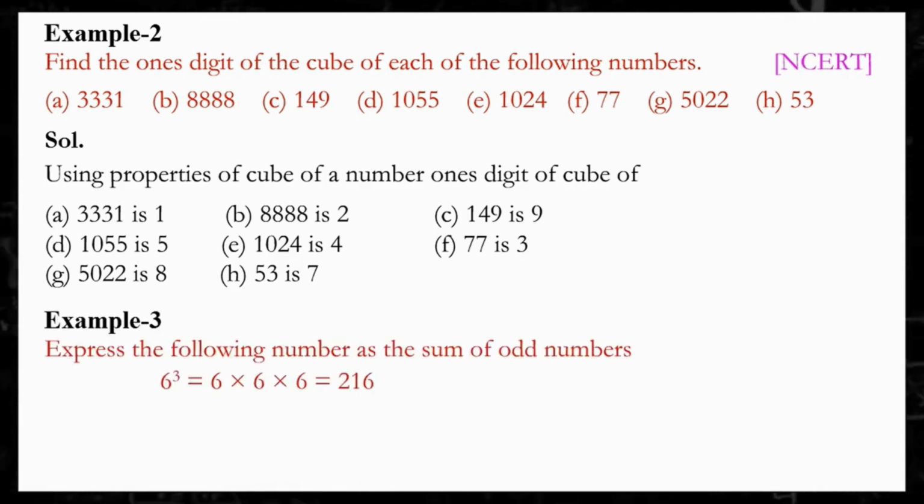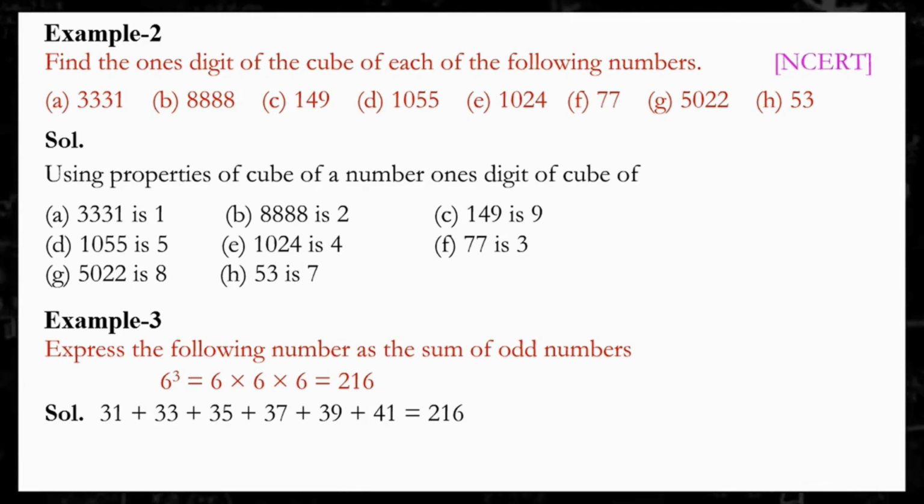Example 3. Express the following number as the sum of odd numbers. 6 raised to the power 3 is equal to 6 into 6 into 6, which is equal to 216. Solution. 31 plus 33 plus 35 plus 37 plus 39 plus 41 is equal to 216.